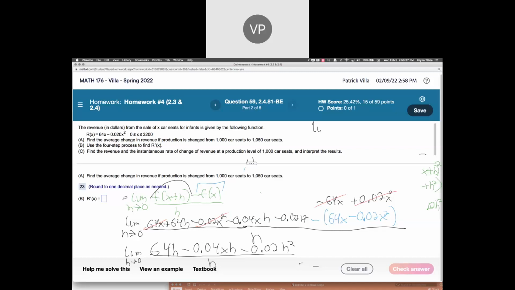So I'll move it up top here. When I cancel the h's, because now every term has an h, we're left with just 64 minus 0.04x minus 0.02h. Since it's the limit as h approaches 0, I just plug a 0 right in there, and all I'm left with is this.